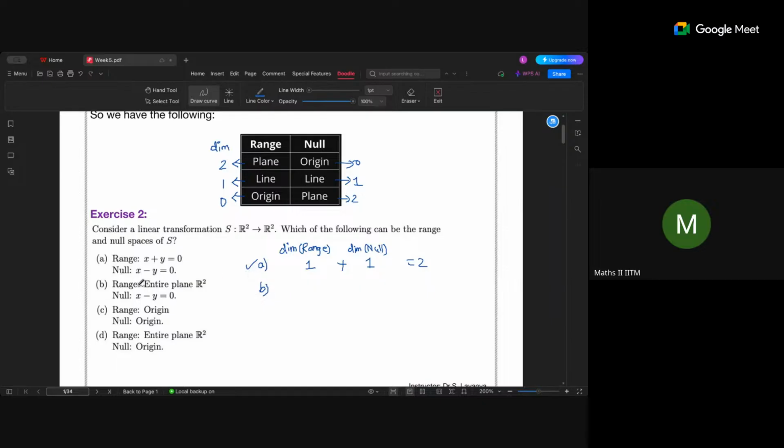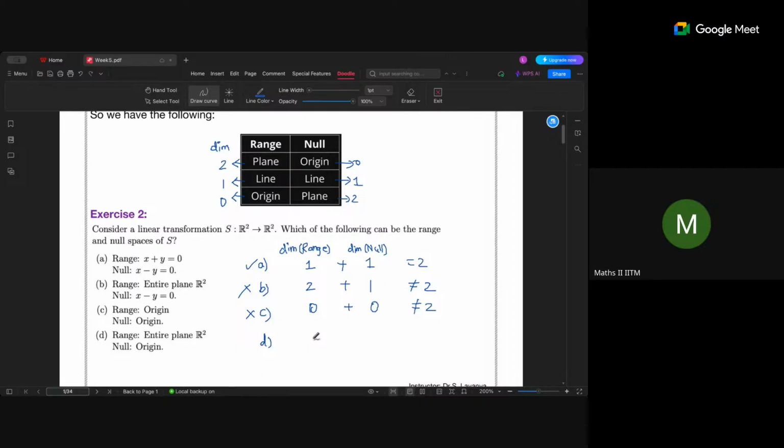What about the second option, B? What is the dimension of range? That is 2. And the null? Null is 1. Then it is not possible, right? What about option C? That is 0. And dimension of null is also 0. So again, this is not possible. And what about the last option?